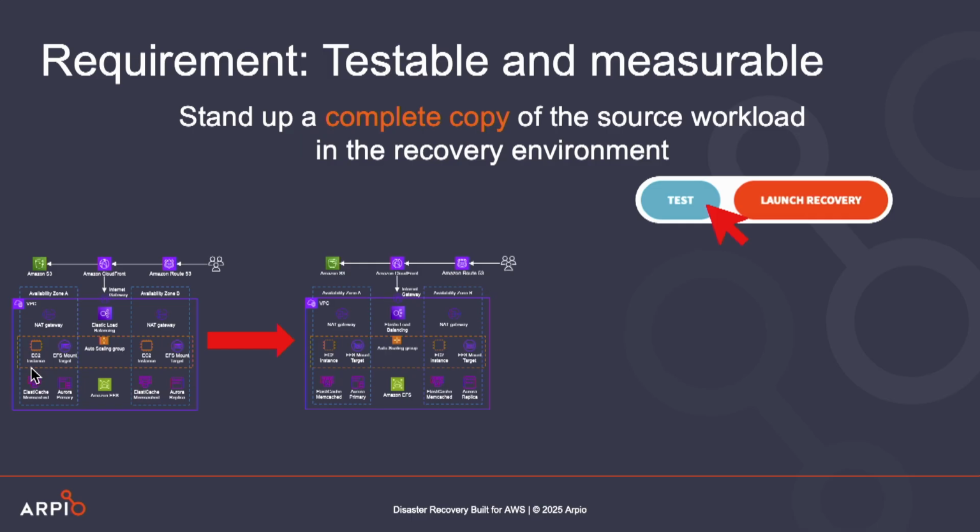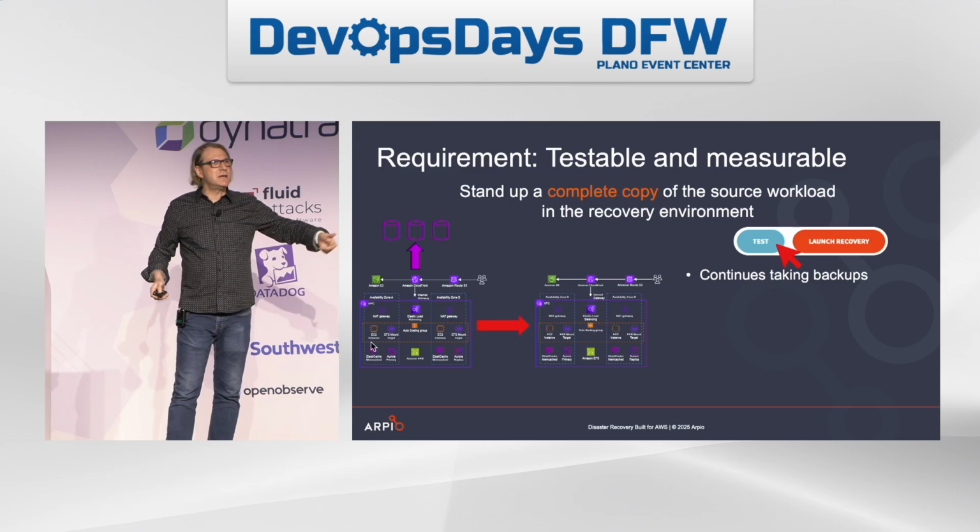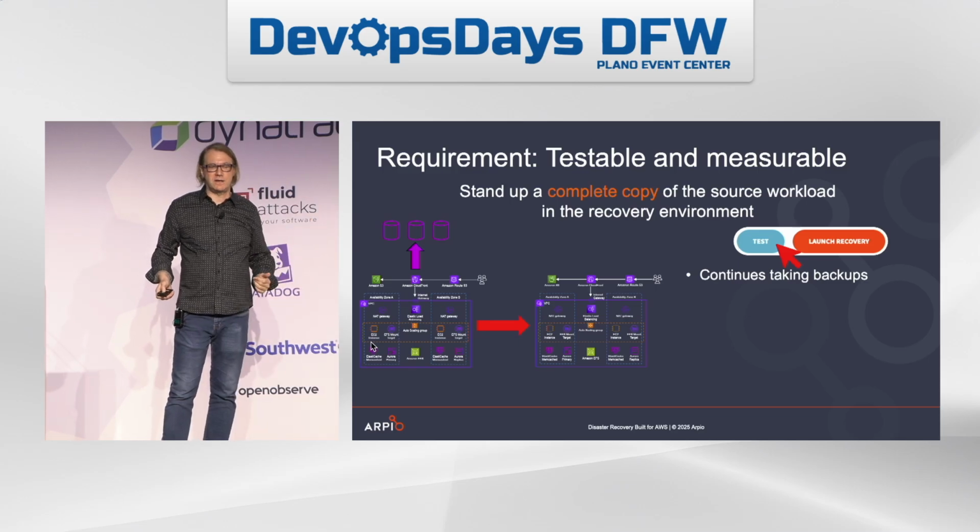Other aspects of the test that are going to be important to us are it continues taking backups. If this were a real failover, then now we're operating out of the recovery side and we don't care about the primary side. But this is a test. We still need to take backups of the primary side, otherwise we're not going to meet our RPO objectives.